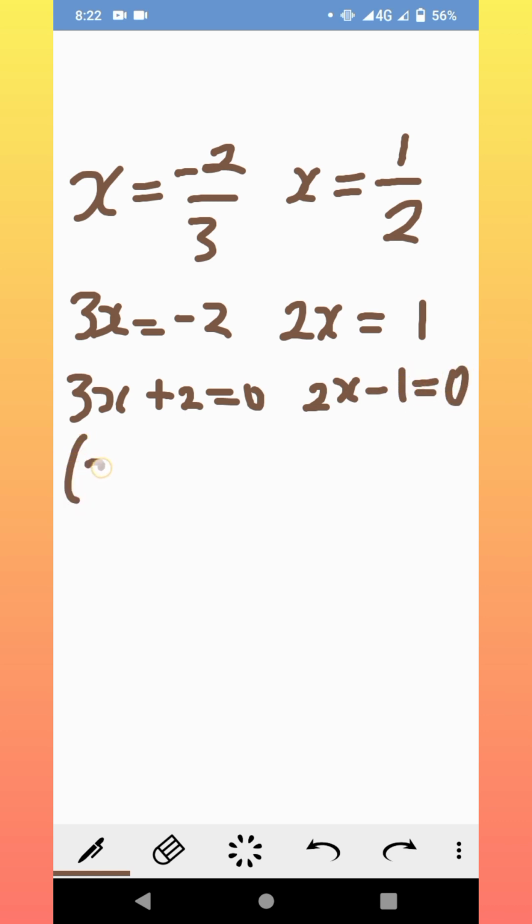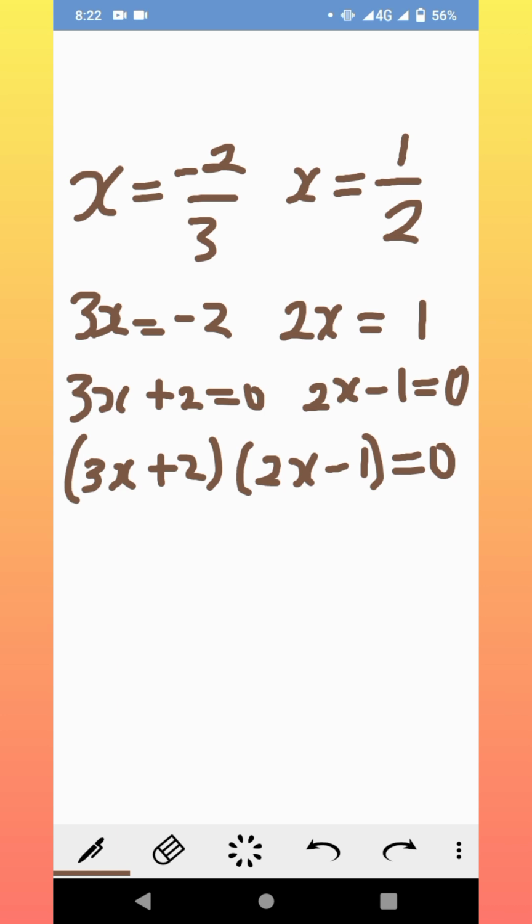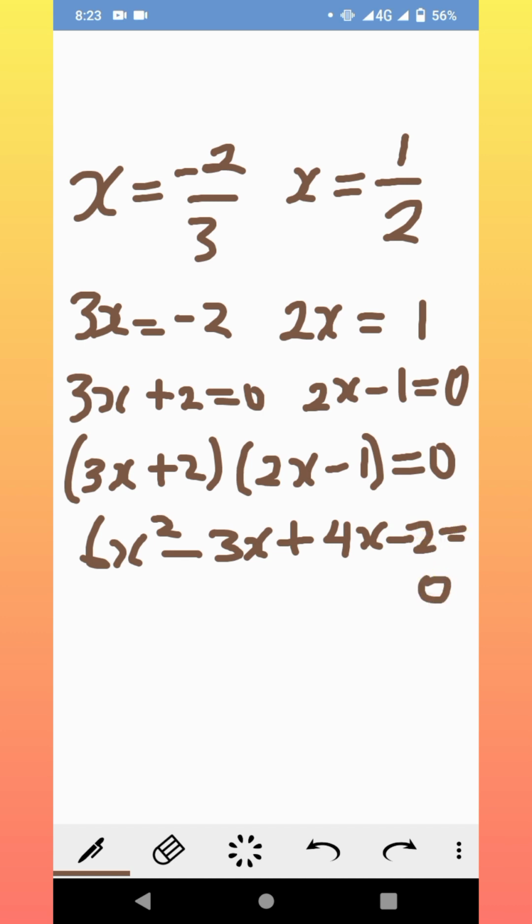Here, the two left hand sides will be equated to 0. So we have (3x plus 2)(2x minus 1) equals 0. So we expand. 3x times 2x will give us 6x squared. 3x times minus 1 will give you minus 3x. Plus 2 times 2x will give us plus 4x. Then plus times minus will give you minus. 2 times 1 will give you 2, and everything is equal to 0.